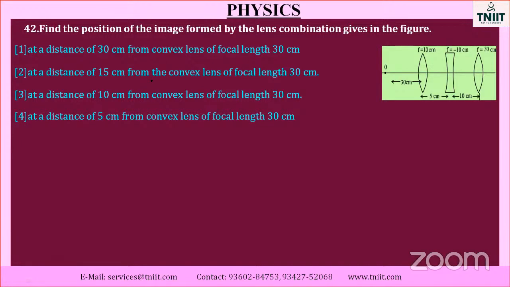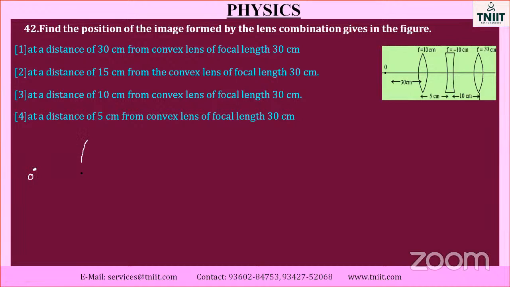Look at this problem. I think it's quite important and it is a very concept based question. You have to be very, very careful while solving this. Now you have to find the position of the image formed by the lens combination given in the figure. Now look at the diagram here. The object is at O.